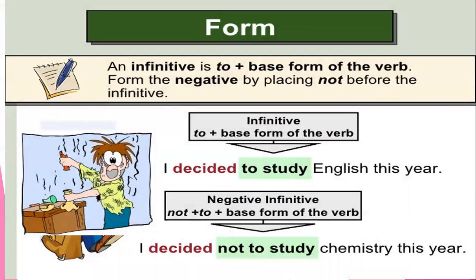And how do we form infinitive? Infinitive is formed with to plus base form of the verb. In negative, we place not before the infinitive. Structure: to plus base form of the verb. For example, I decided to study English this year. And negative form, we put not before to. I decided not to study chemistry this year.